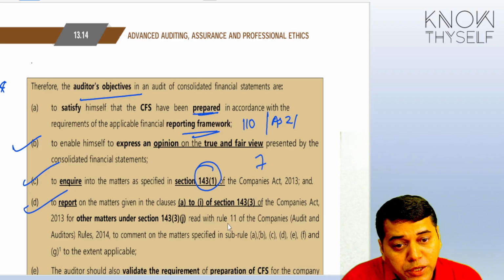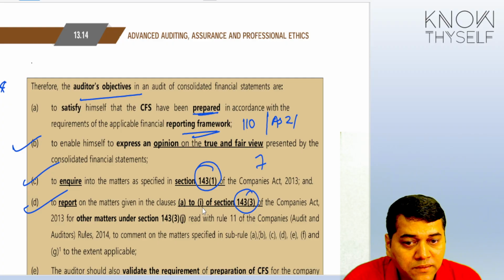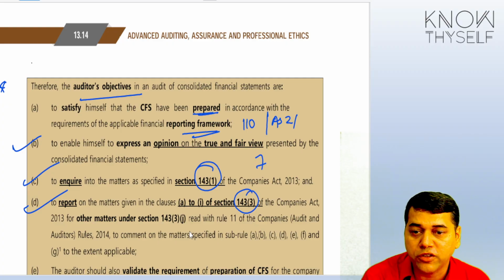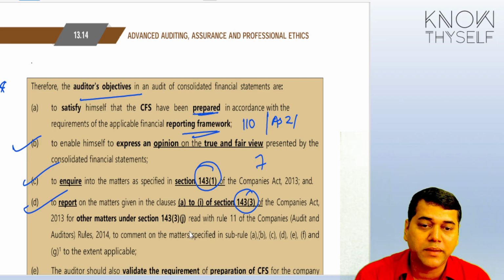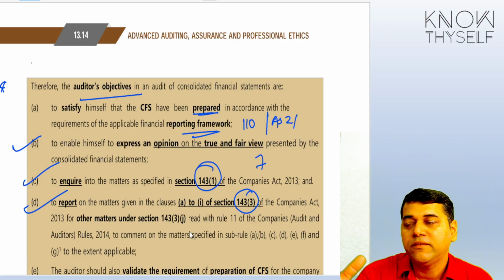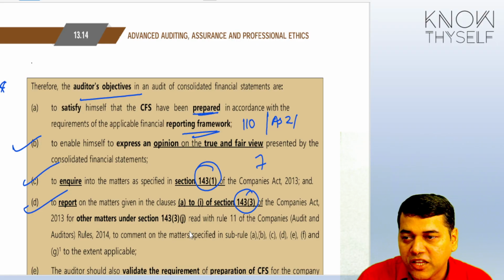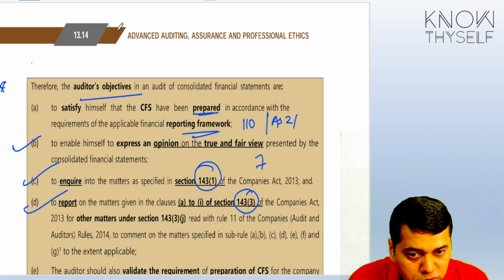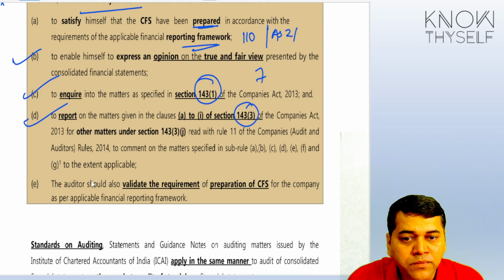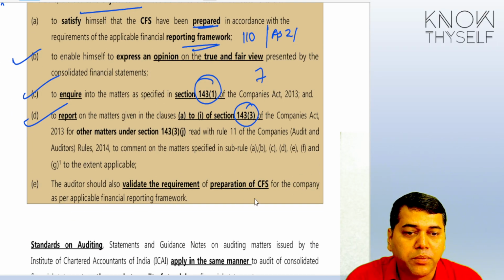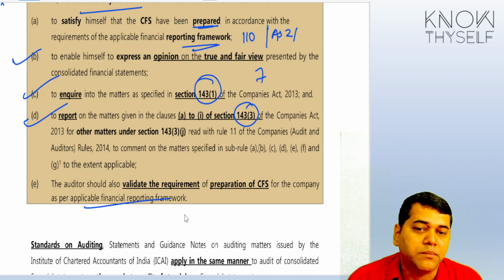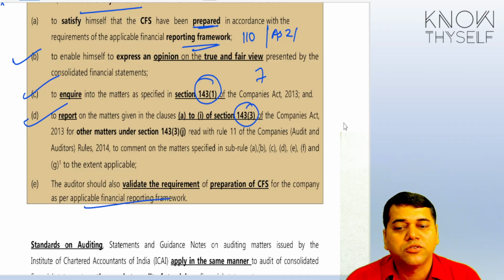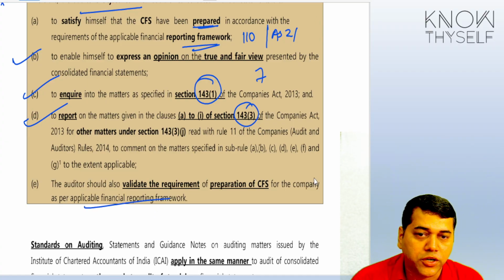Then, do you need to report on the matter? Section 143 subsection 3, clauses A to I: have the books of accounts been prepared, whether the reports of the branch have been received by you, whether the dividend has been declared as per the rules, and whether there are any material unsupportable losses. Those are the points you are supposed to prepare. That's what you need to check and validate: the requirement for preparation of the CFS as per the reporting framework. So these are all the responsibilities of the auditor.